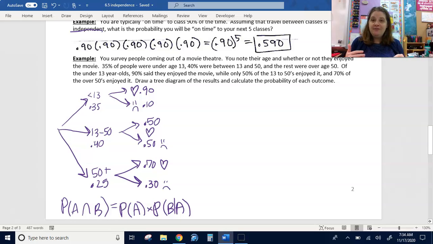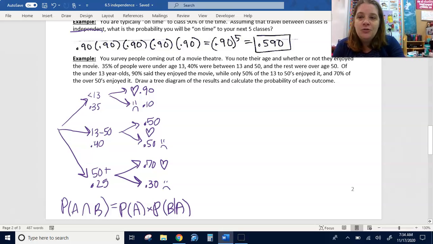So when we're talking about the difference between the previous example and this one, knowing that you were on time to class the first time doesn't change the probability that you like the movie. But in this case, knowing what age you are does change the probability of selecting someone who likes the movie. That's the difference between independence. We're seeing independence in the previous example, but we're seeing dependence in this case. Those probabilities depend. All right, so it says draw a tree diagram and calculate the results of each outcome.